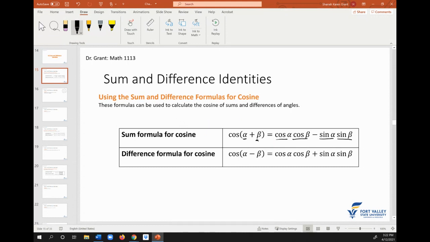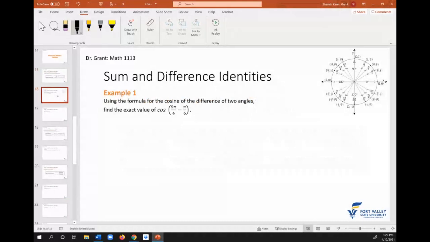Similarly, if we want to find the difference of two angles, alpha being the first and beta being the second, well, cosine of alpha minus beta is going to be cosine alpha times cosine beta plus sine alpha times sine beta. Now let's look at some examples where we may use this formula.